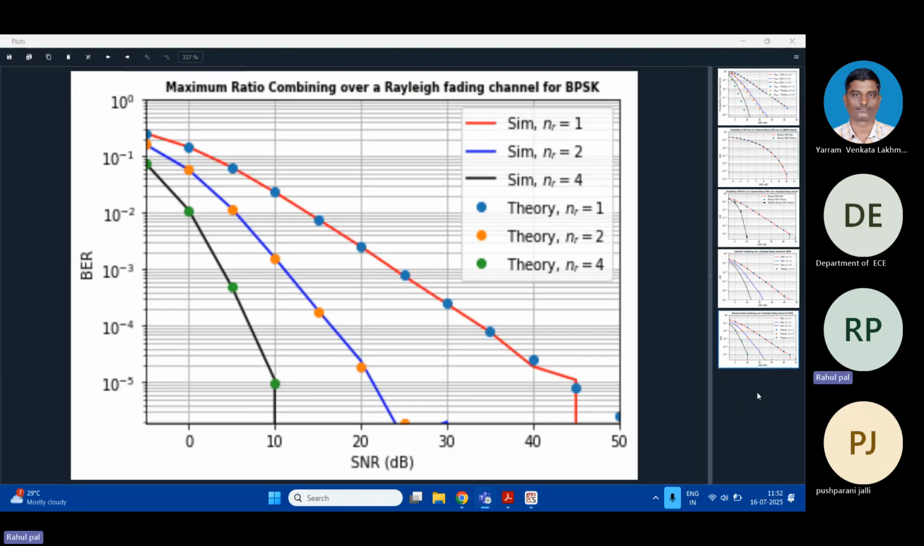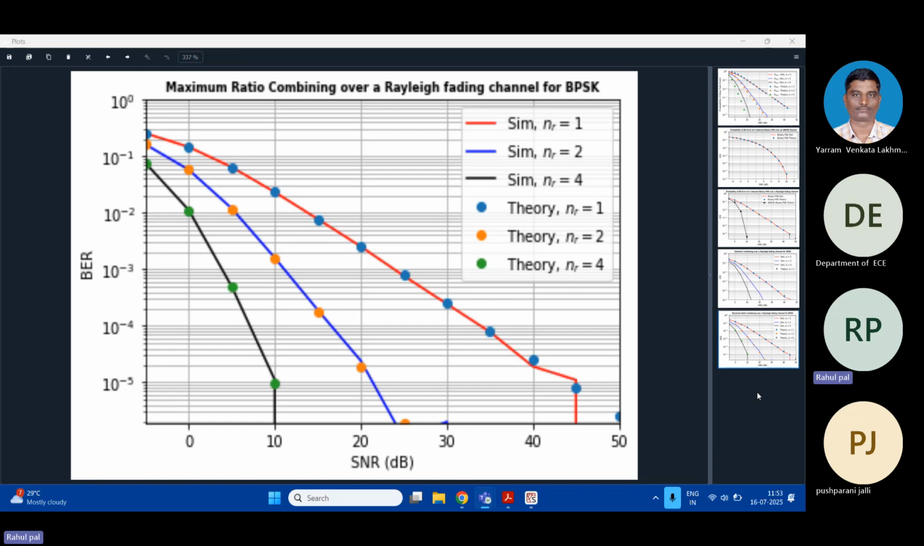So now you can see we are getting three plots. The red one corresponds to when the number of receiving antennas is equal to 1, and the blue one corresponds to when the number of receiving antennas is equal to 2. Now that is the difference when we increase the number of receiving antennas.